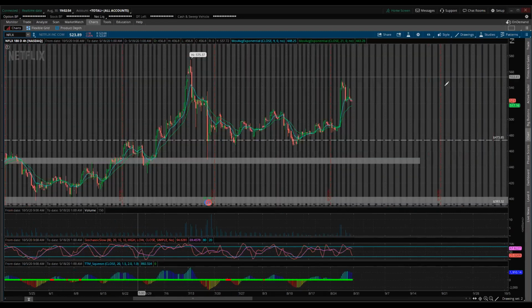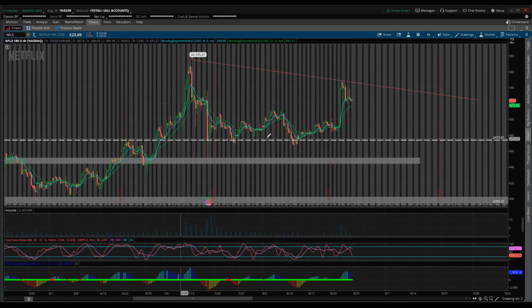So you can draw this as a triangle, personally, and then this white line would just be the bottom line. In my opinion, that's how I would draw this triangle, if there was one.